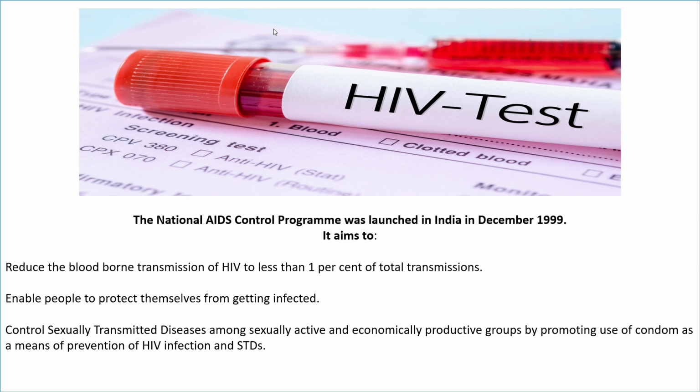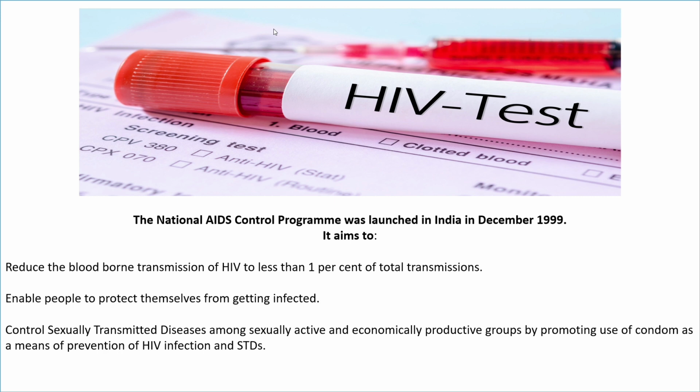All right. Now, enable people to protect themselves from getting infected, and we have to educate, we have to spread awareness to the people in order for them to be protected, or in order to eradicate the disease, or in order to be safe. Now, control sexually transmitted diseases among sexually active and economically productive groups by promoting the use of condoms as a means of preventing HIV infection and STDs. Now you see, as we have seen, the main reason for HIV transmission is unsafe sex, right?